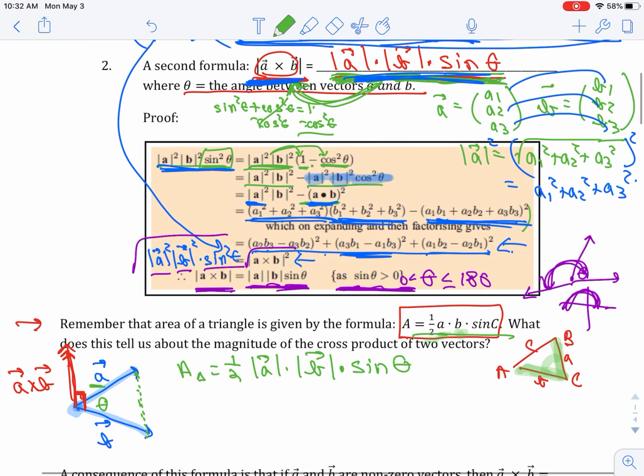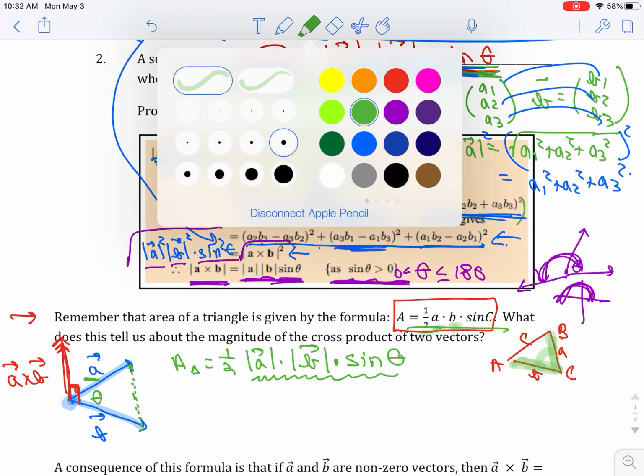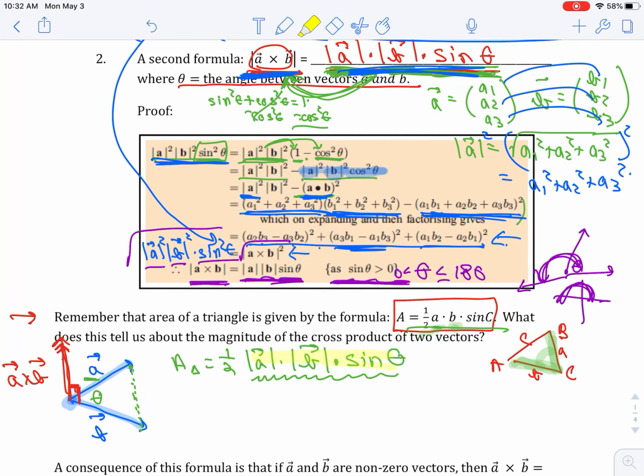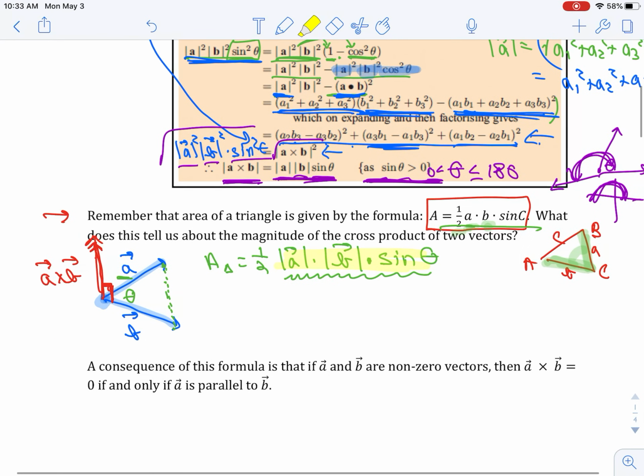But notice what this is. This is magnitude of A times the magnitude of B times the sine of theta. Let me highlight it so you can see it better. Magnitude of A times the magnitude of B times the sine of theta. Well, that is right here. And what is that? That's the magnitude of the cross product. So that means that the area is equal to 1/2 the magnitude of the cross product of A and B. It just comes right from the formula.